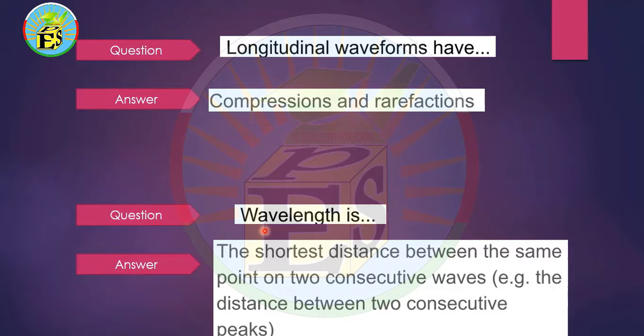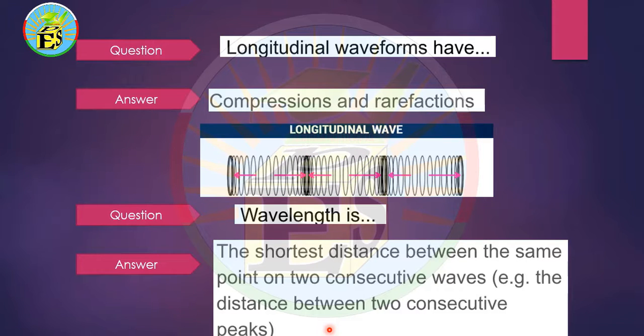What is the wavelength? Wavelength is one of four characteristics of the wave. Any wave has four characteristics: wavelength, amplitude, frequency and periodic time. Wavelength is the shortest distance between the same point on two consecutive waves, the distance between two consecutive peaks, or the distance between two consecutive rarefactions or compressions. As a general concept, we can say it is the distance between two consecutive points that have the same phase.